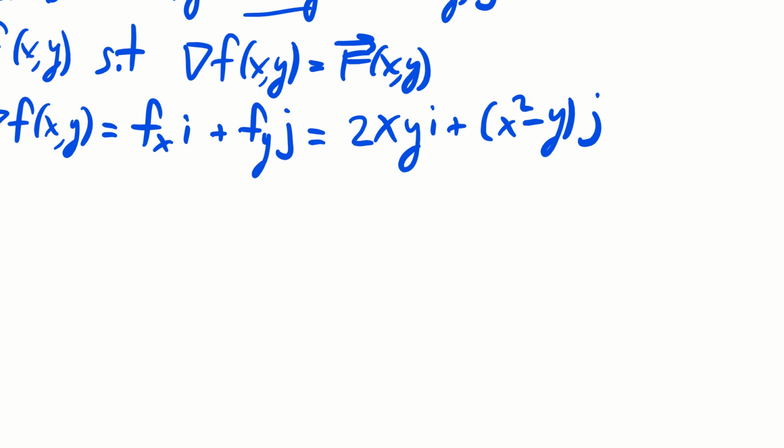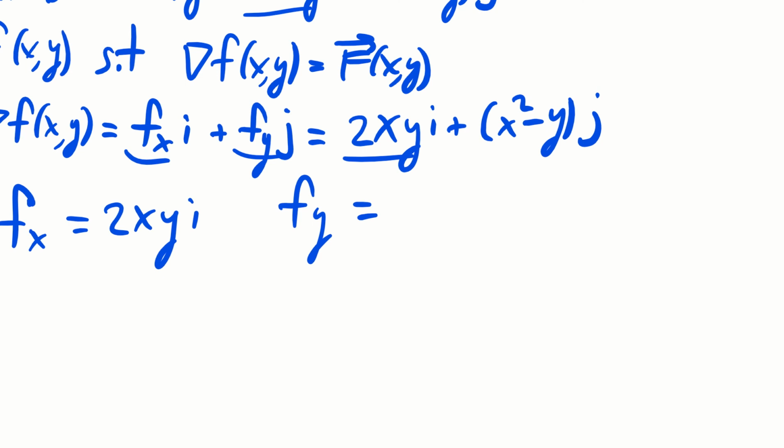This statement here is the equality of two vector valued functions. For this to occur, we need the component functions to be equal to each other, meaning we need the partial of f with respect to x to be equal to 2xy, and we need the partial of f with respect to y to be equal to x squared minus y. And then the thing that's nice, we've seen things like this, it's like an anti-differentiation problem.